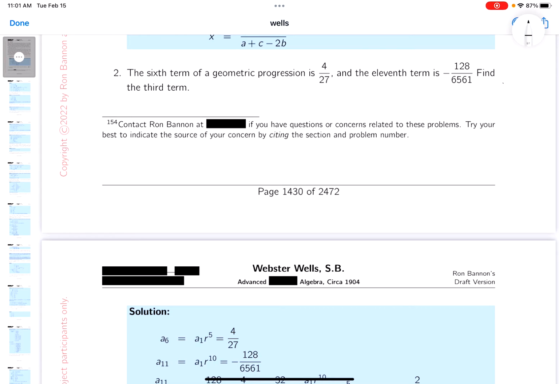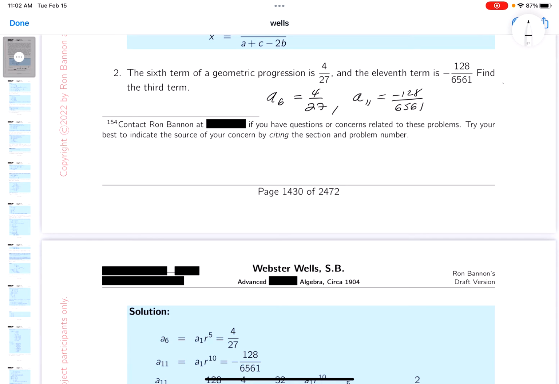Okay, we're on the second problem. What they tell me, the sixth term, I'll write this over here, A6, and that's 4/27. And they tell me the 11th term, that's A11, and this is geometric, by the way, is minus 128 over 6561. Okay, what do they want? They want the third term. And to get the third term, it would be nice to know A1 and R.